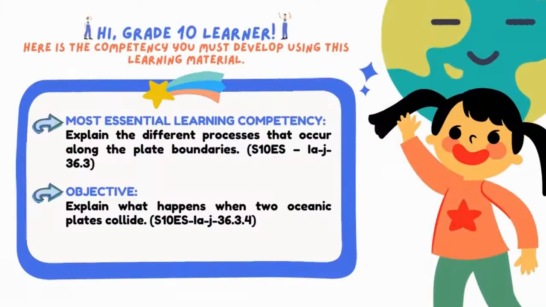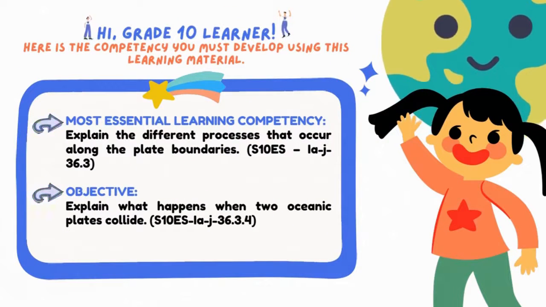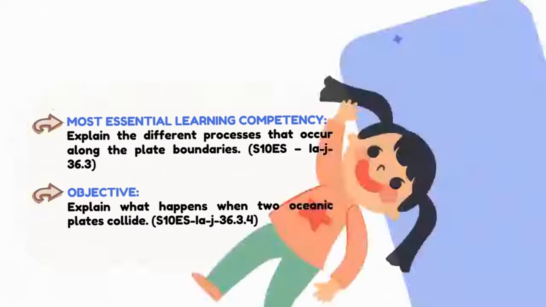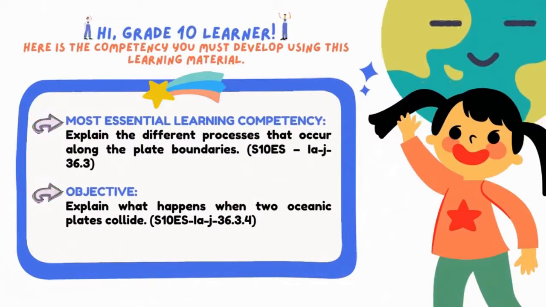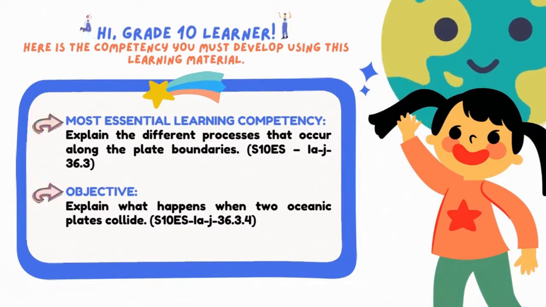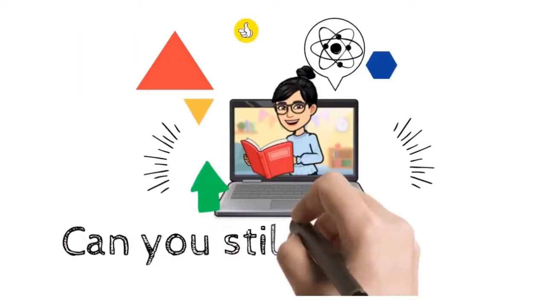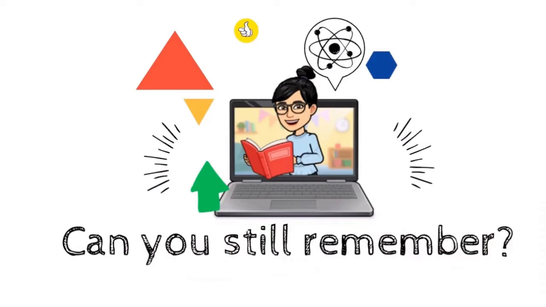Here is the most essential competency you must develop for today. Explain the different processes that occur along the plate boundaries. Specifically, you must be able to explain what happens when two oceanic plates collide. Before we proceed, let us first check if you can still remember the concepts related to plate tectonics.